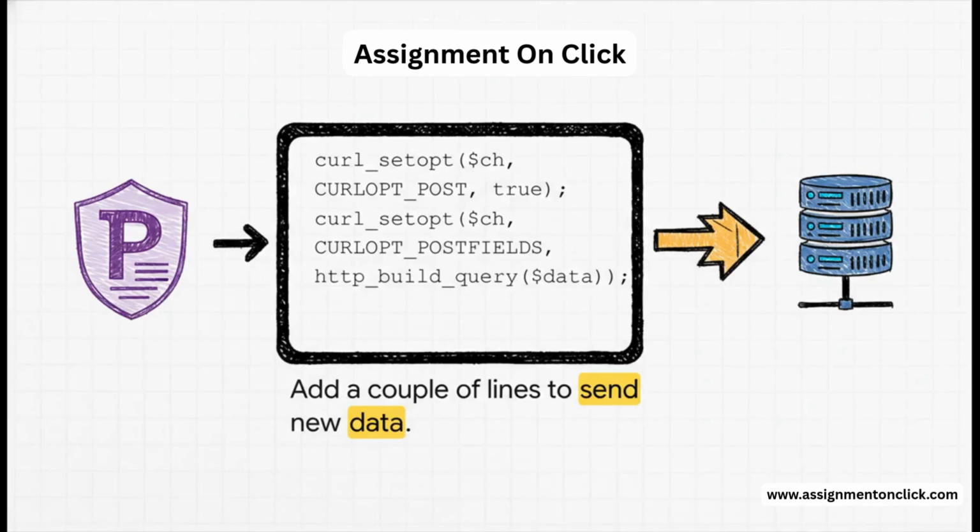Now, what about sending data with POST? Well, it's pretty much the same, with just a couple of small tweaks. We add two more curl set_opt lines. The first one tells curl, okay, this time we're doing a POST request. The second one attaches our actual data to the request. We use that handy HTTP build query function to format our array nicely. Then we execute it. That's it, a tiny change in the code for a completely different result.